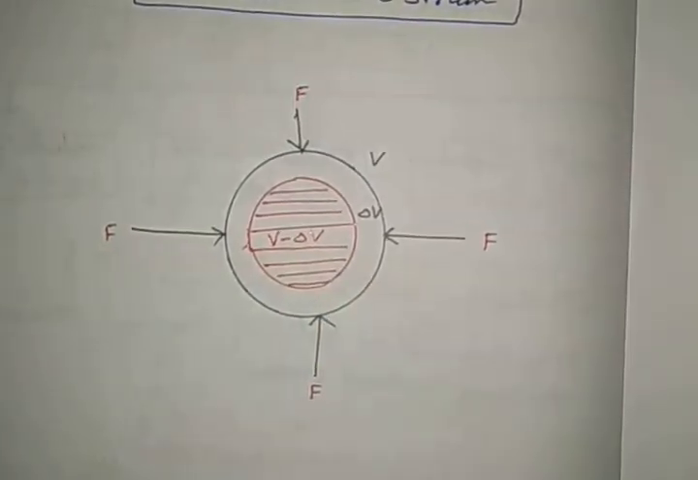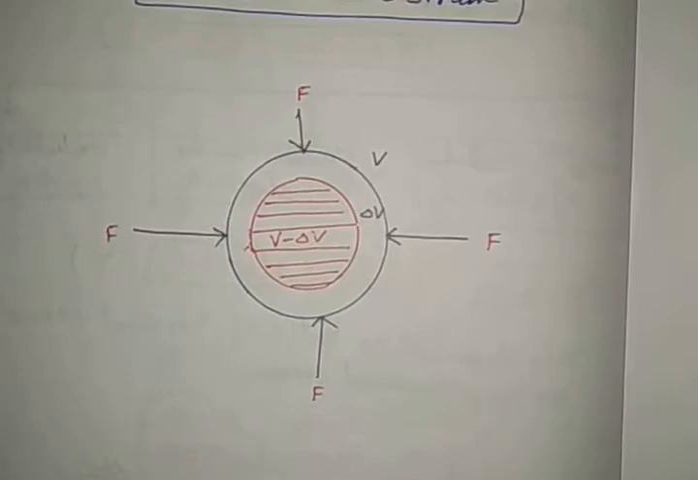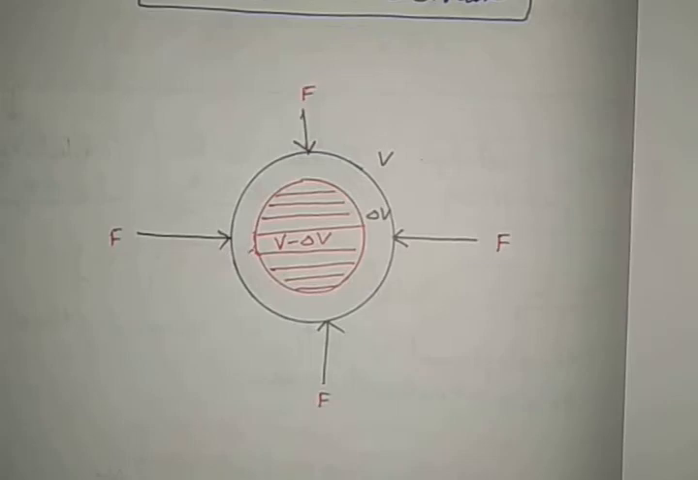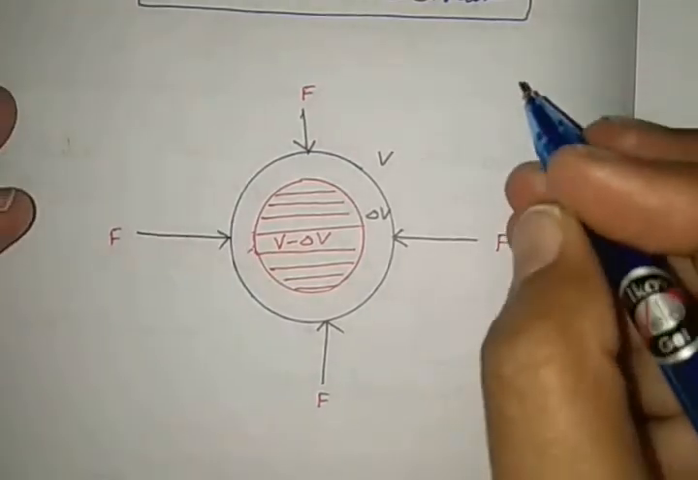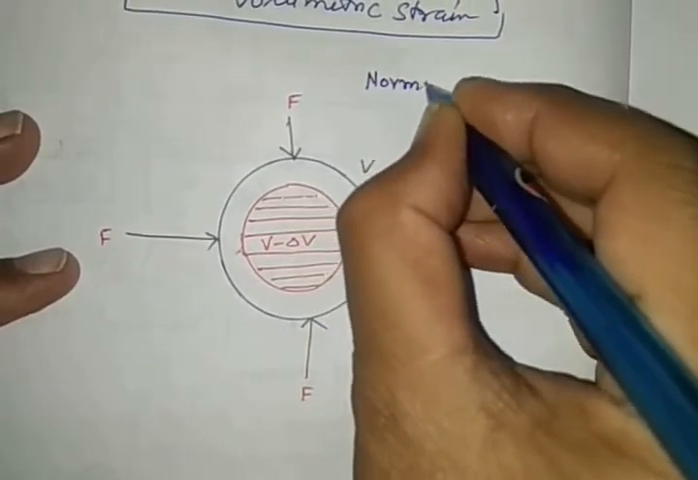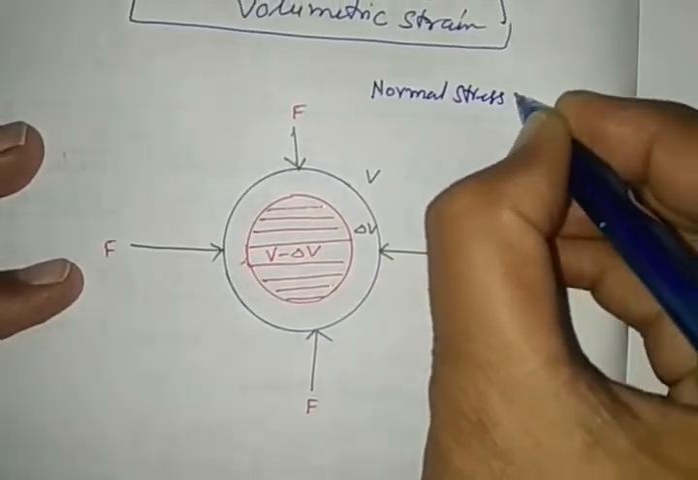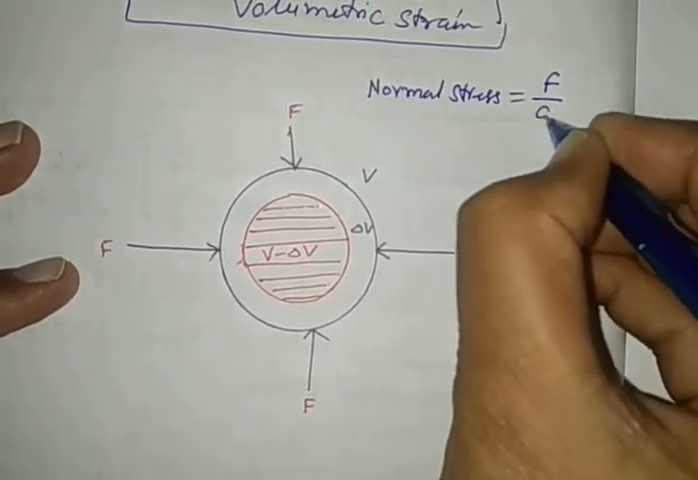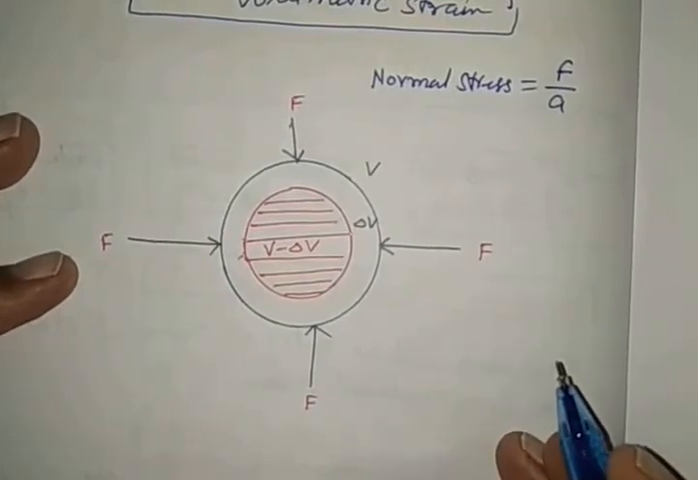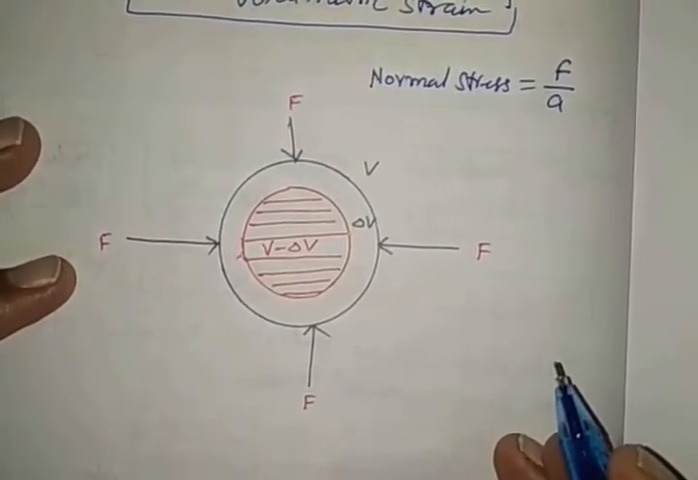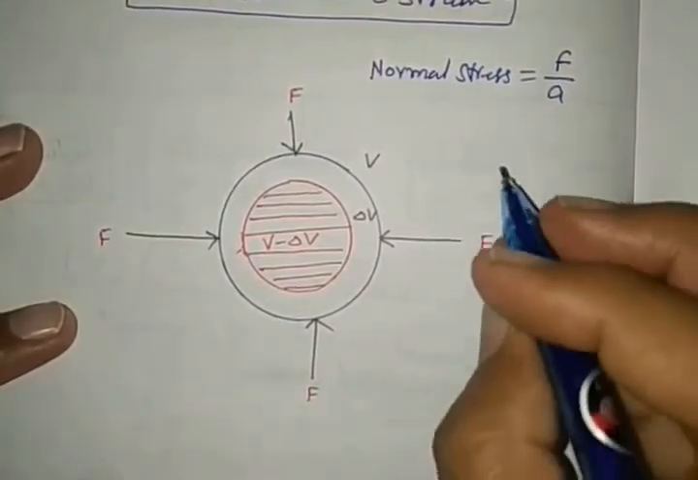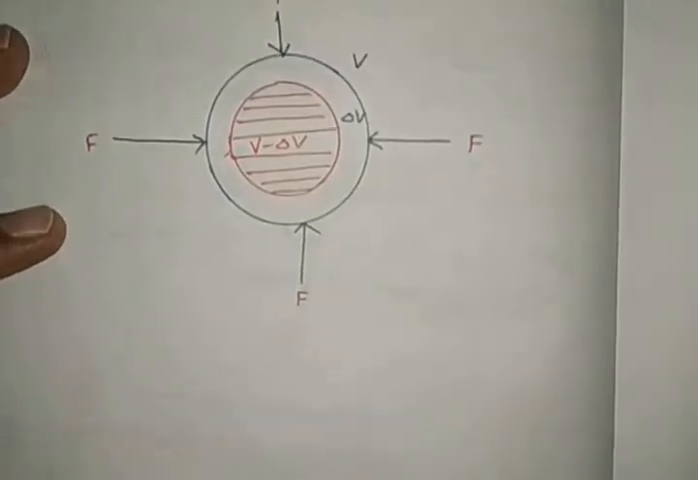In that condition, we want to see what the normal stress and volumetric strain are, to calculate capital K, that is, the bulk modulus of elasticity. See here, in this case, normal stress is given by force upon area of the sphere. We know that in a sphere, the surface area is 4 pi r square. We may calculate that, and the volumetric strain we are going to see.